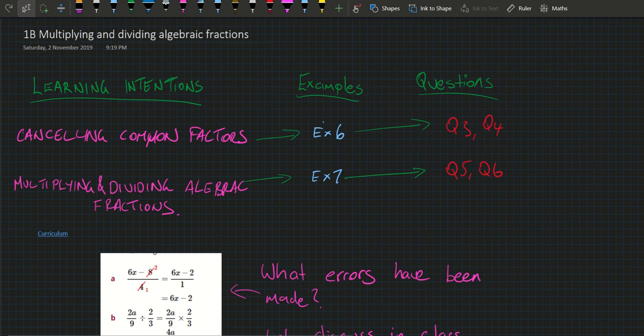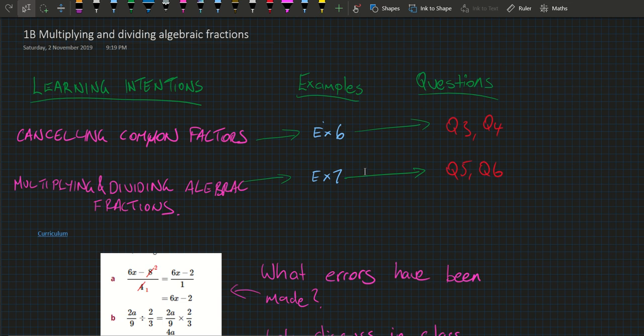Welcome back to PreMethods. We're doing exercise 1B, multiplying and dividing fractions. So today we're going to focus on cancelling common factors and multiplying and dividing algebraic fractions. They're the related examples and the questions that go with it.